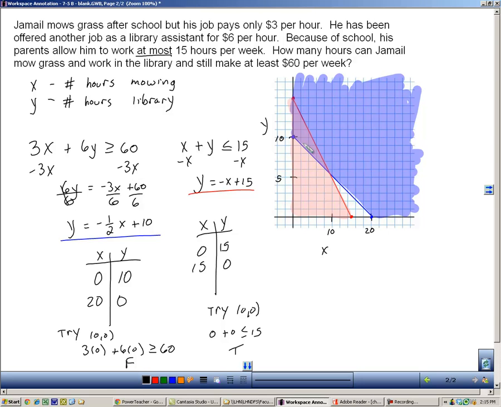Now let's see how that applies to the question we were asked. How many hours can Jamail mow the grass and work in the library? Well, he can do anything in here, any combination. So he could mow for 4 hours and work in the library for 9, and that point would be right there. He could mow for 2, 4, 6 hours and work in the library for 8. He could mow for 0 and work in the library for 14. Any of these points in here could work for him. And that's a real-world example using a system of inequalities.